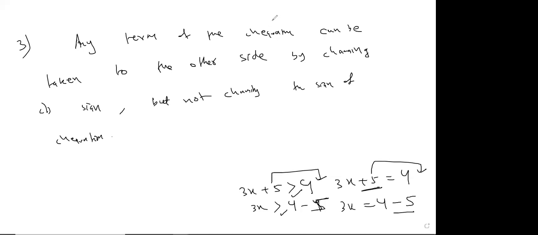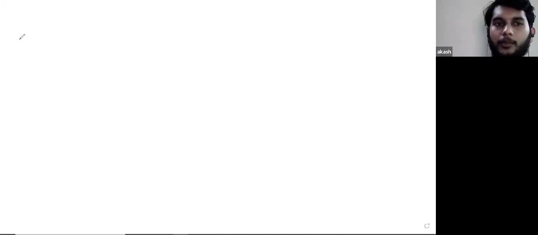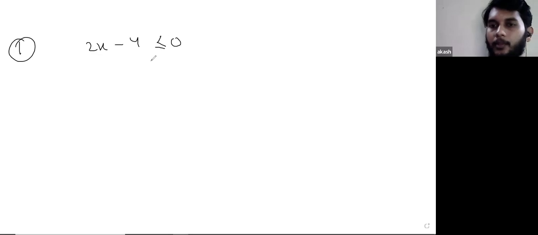Yes, sir. All right. Now solving questions. First is 2x minus 4 is less than or equal to 0. So we just have to go through the rules. The third rule says any number can be taken to the other side by changing its sign. So we can write this as 2x less than or equal to plus 4. Yes or no?